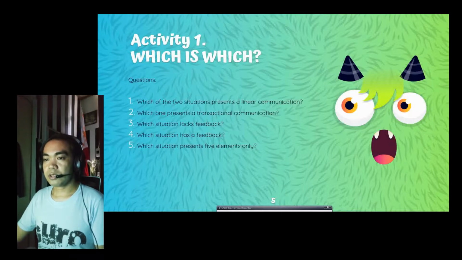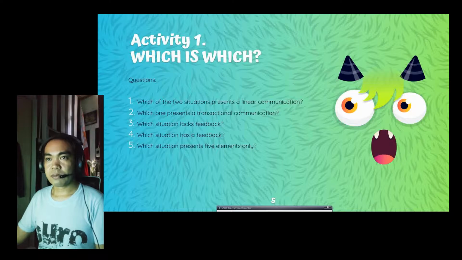Which of the two situations, the first one with Dieter or the second one with Lorraine, presents a linear communication? Number 2, which one presents a transactional communication? So we can only answer this again if we are already familiar what a transactional communication is. Third, which situation lacks feedback? Fourth, which situation has a feedback? And 5, which situation presents 5 elements only?